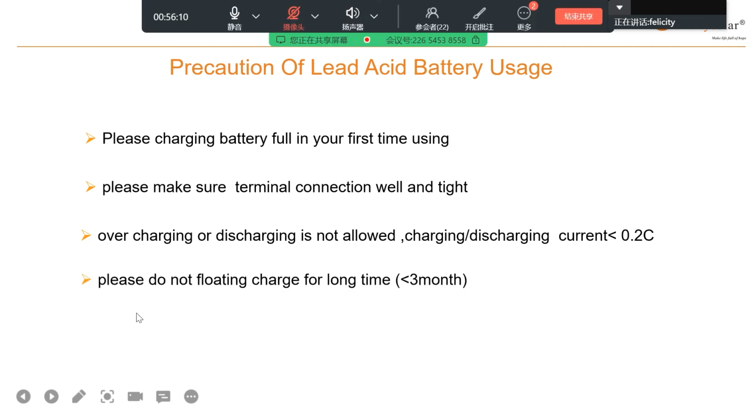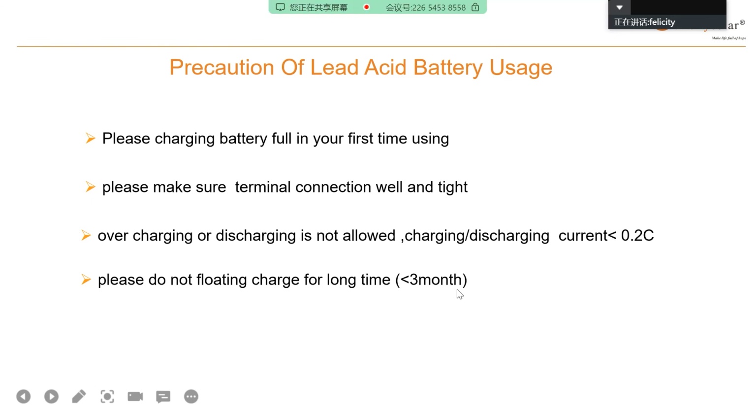And fourth, please do not floating charge for a long time. Okay, it means this battery keeps charging and never discharges. This is floating charge. It's always in the floating charge status, so it's not good for the battery.